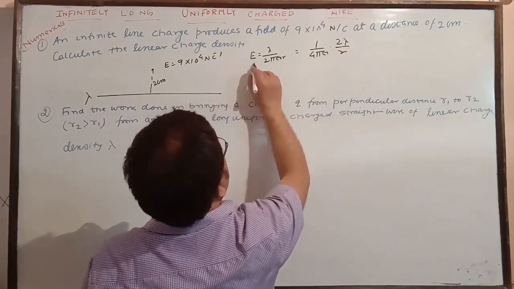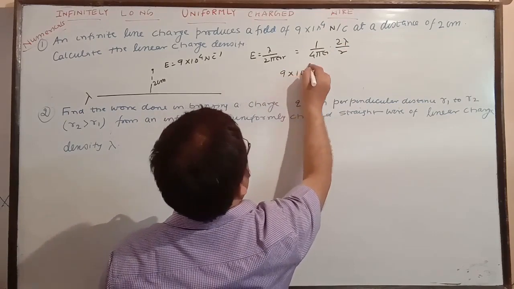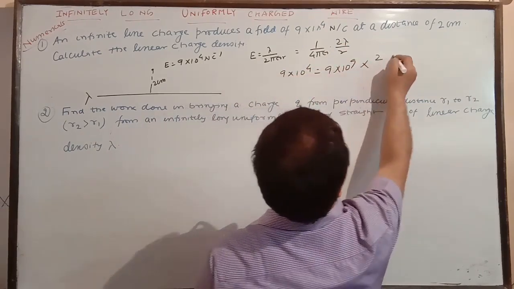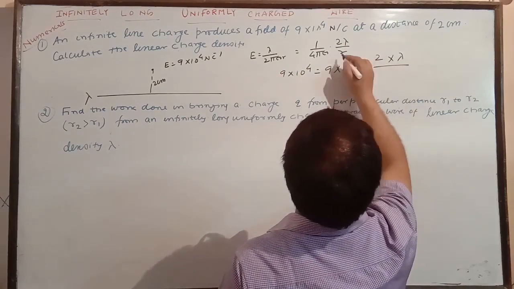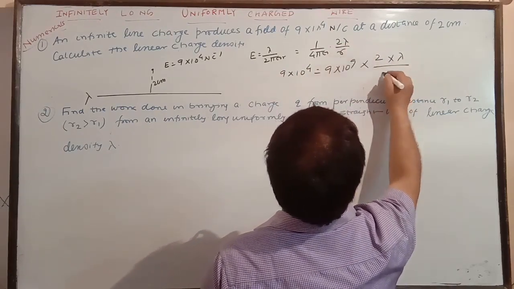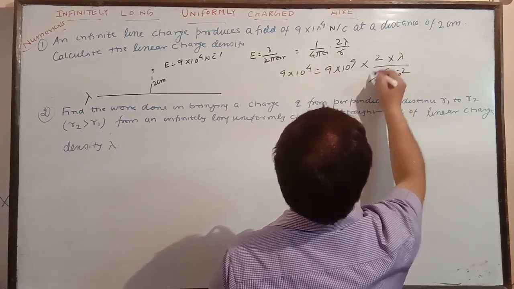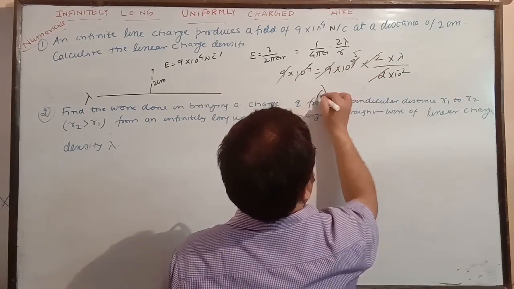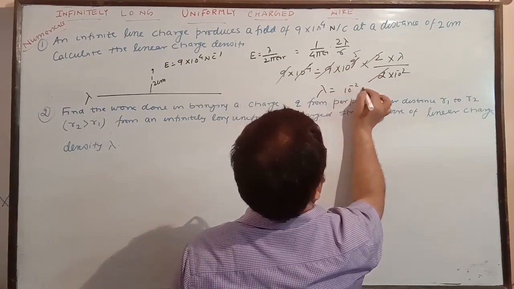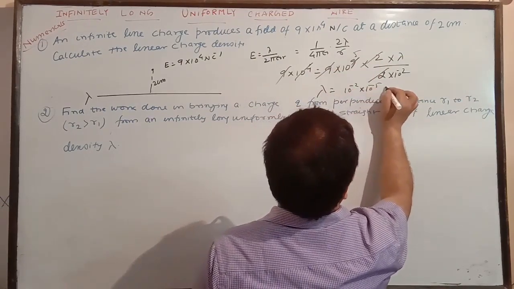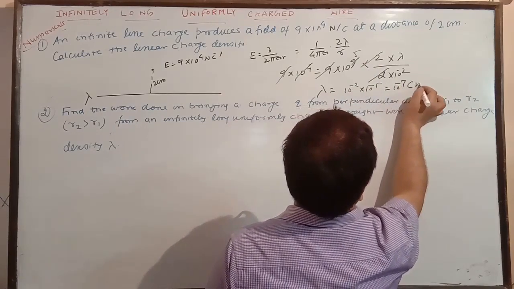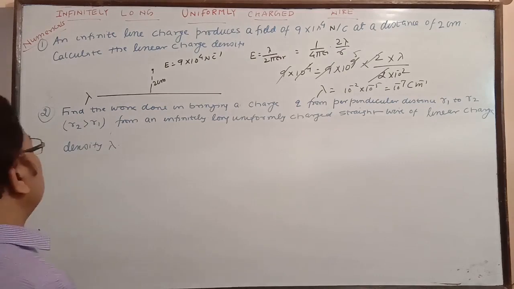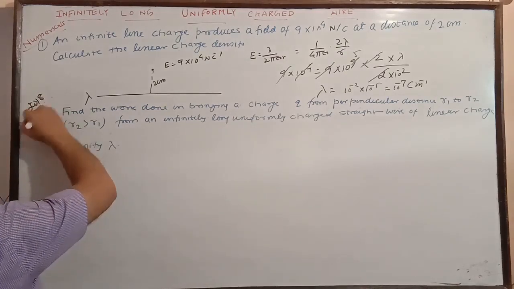Now put in the values. E is 9 into 10 to the power 4. 1 by 4 pi epsilon naught is 9 into 10 to the power 9. 2 lambda is to be found, divided by r, where r is 2 centimeters, so 2 into 10 to the power minus 2 meter. These cancel out, so 10 to the power 5 is left. So lambda is 10 to the power minus 2 into 10 to the power minus 5, that is 10 to the power minus 7 Coulomb per meter. This is the answer.